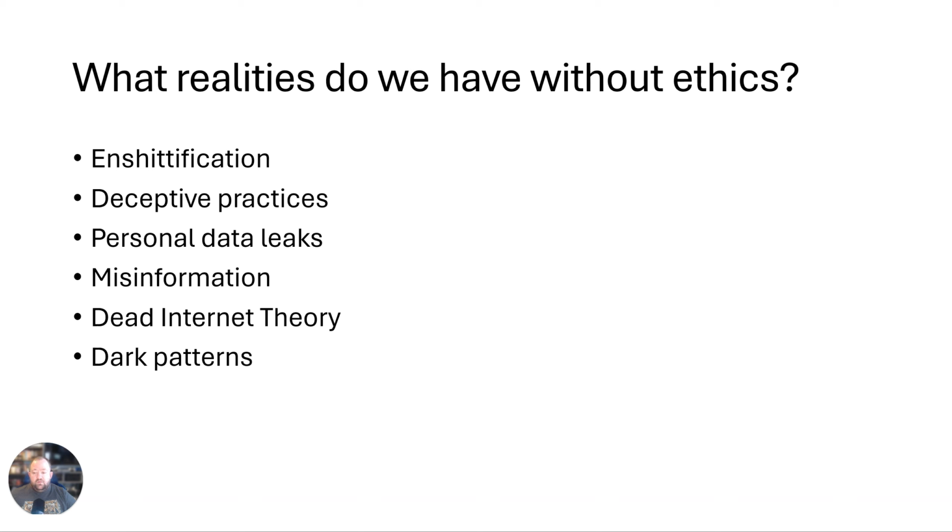Misinformation is a huge one. Eventually, the dead internet theory, where algorithms that are churning up garbage will eventually have nothing but garbage to deliver. I don't know about you, but at least my recent social media algorithms seem to be reflecting that. And then dark patterns. These are the ways that design can be used in a sneakily malicious way. These are your hidden close or X buttons to close a window, these kinds of things.